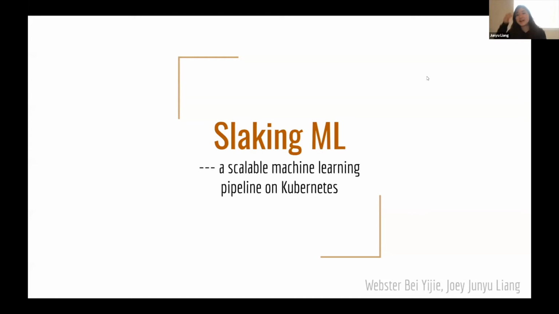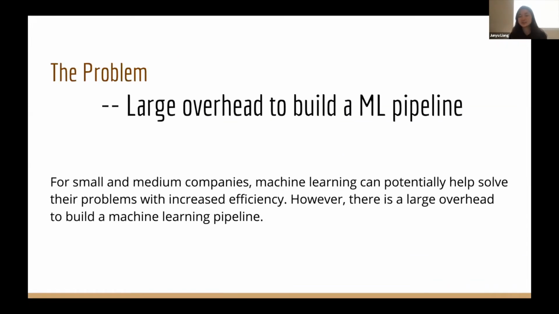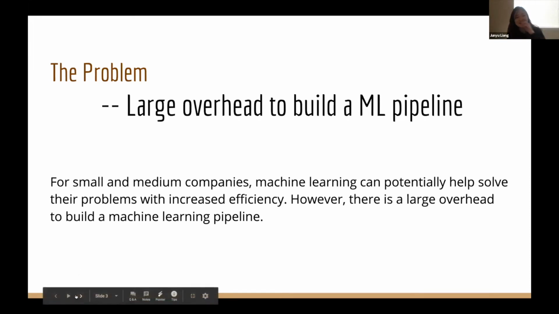The product we have is called Slaking ML. It's basically a scalable machine learning pipeline that is built on Kubernetes. There is a lot of potential for machine learning to help small and medium companies, but usually for them, there is a large overhead to build their own machine learning pipeline, since it takes quite a lot of development work and maintenance work.